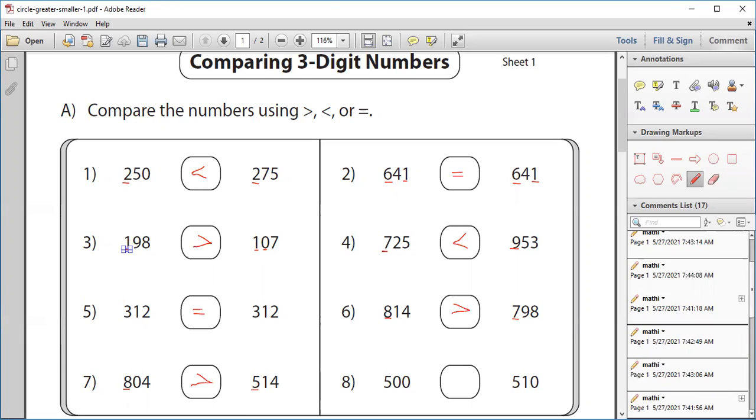The last question, 500, 510. Let's start to compare from the far left, from the hundreds. The hundreds here is 5, and the hundreds here is 5. Let's move to the tens. The tens here is 0, the tens here is 1. 1 is greater than 0, yani 510 is greater than 500.